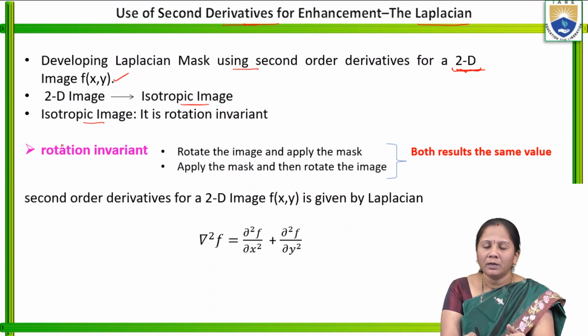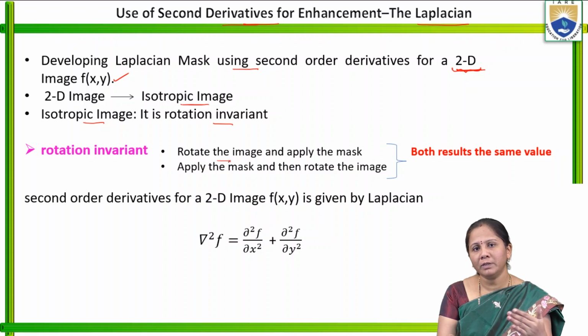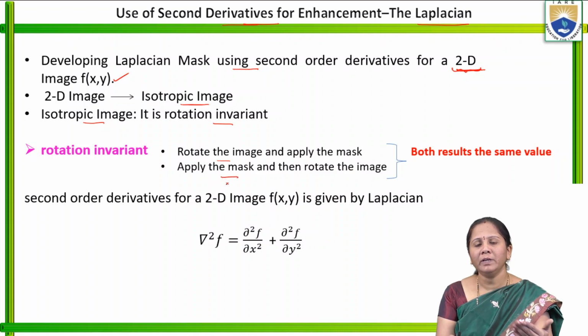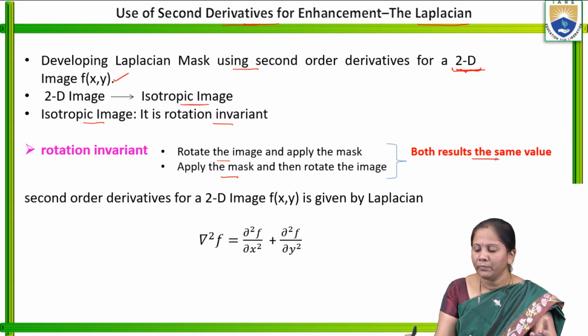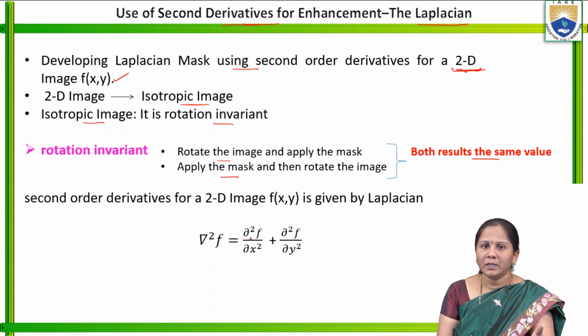What is meant by an isotropic image? It is rotation invariant. Rotation invariant means first we can rotate the image and after that apply the mask, or first we can apply the mask and then rotate the image. Either way we can do it, the result will be the same. That is why it is called rotation invariant.